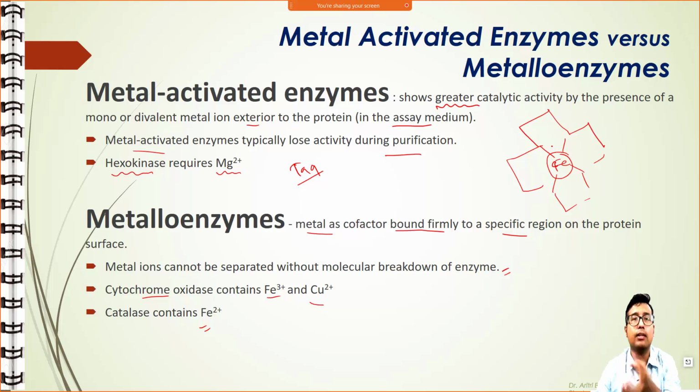We cannot simply remove this iron just like we can from hexokinase. Hexokinase is associated with magnesium, but we can remove the magnesium. It will lose its major catalytic activity, but it will still be in the hexokinase form. It will still remain as an enzyme. However, if we remove iron from cytochrome oxidase, the structure will simply be disrupted. So this is the difference between metal activated enzymes and metalloenzymes.